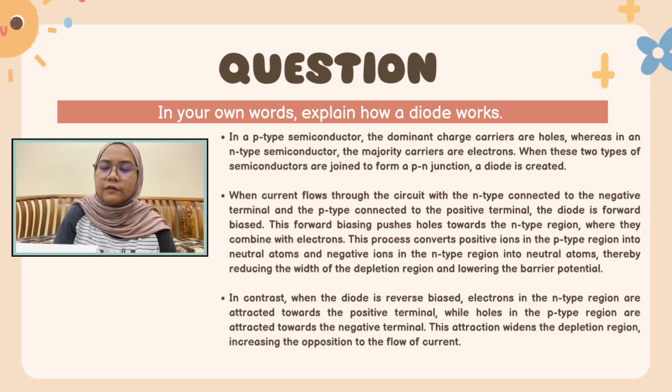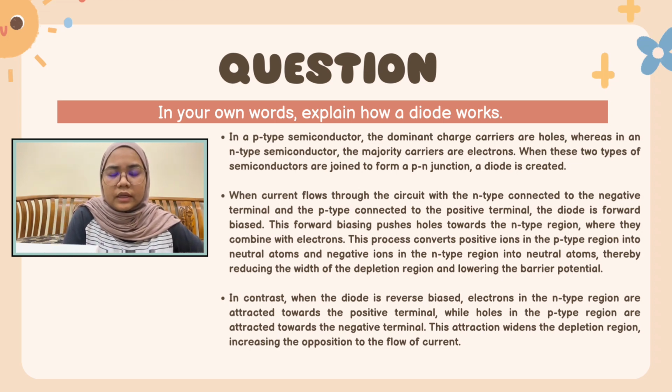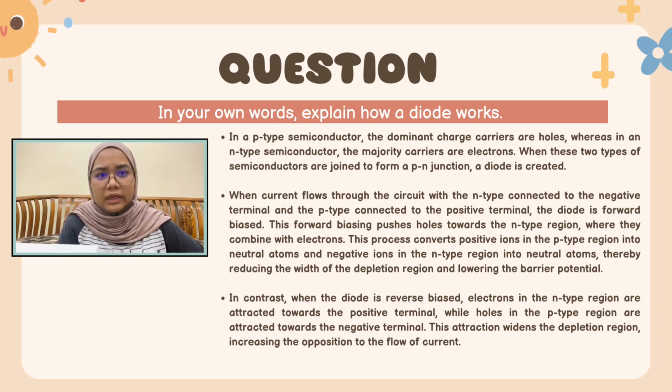For the first question, in your own words, explain how a diode works. Okay, in a p-type semiconductor, the dominant charge carriers are holes, whereas in an n-type semiconductor, the majority carriers are electrons. When these two types of semiconductor are joined to form a p-n junction, a diode is created. When current flows through the circuit with the n-type connected to the negative terminal and the p-type connected to the positive terminal, the diode is forward biased.